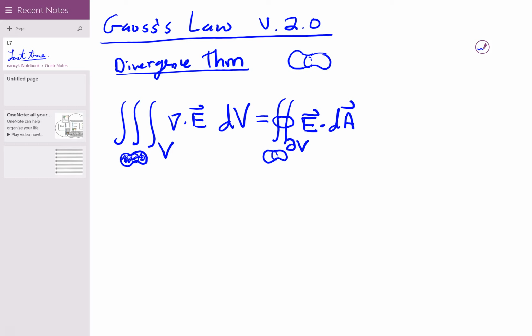That is the divergence theorem. I think you can begin to see, though, how we're going to connect this now to our physics, because this here is a law of mathematics. This is the divergence theorem.